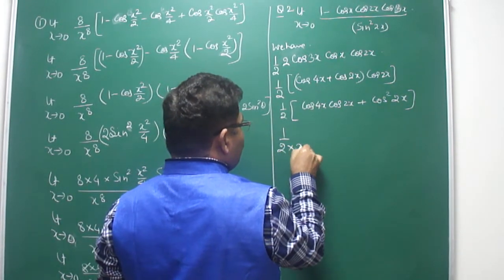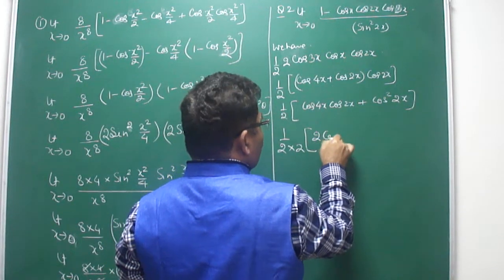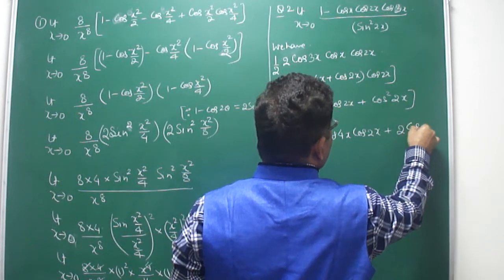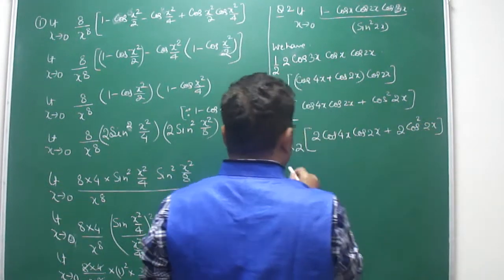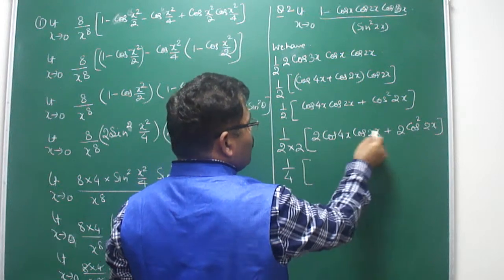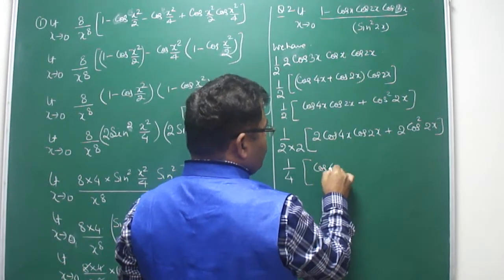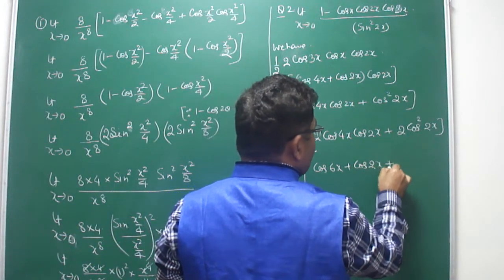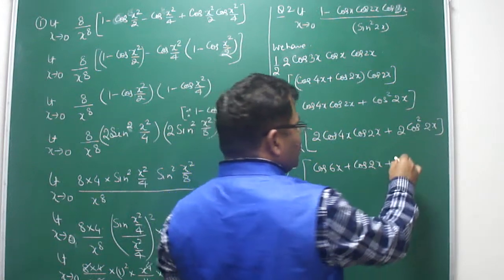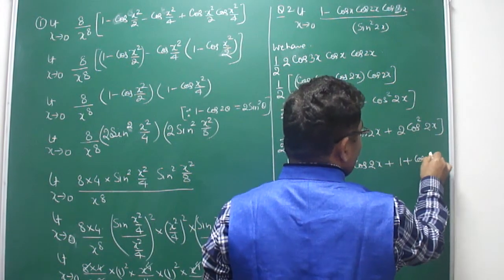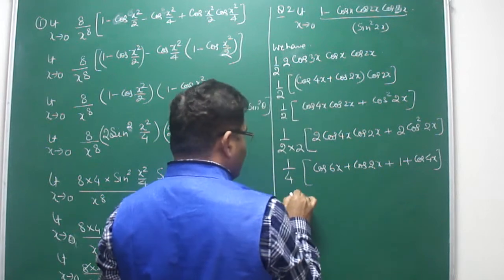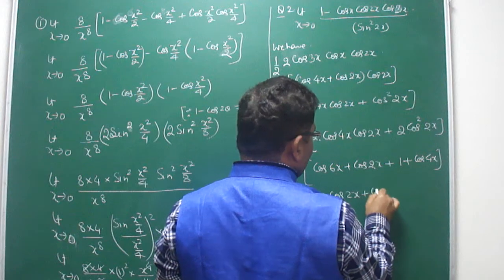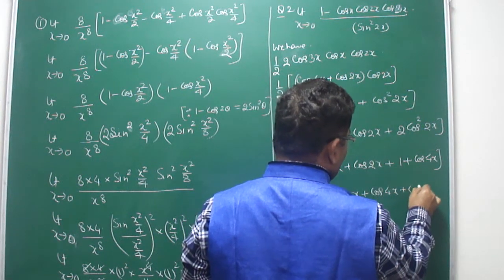Again I can divide by 2 and multiply by 2: 2 cos 4x cos 2x and 2 cos square 2x, right? Again I can write this, what? 2 cos A cos B, cos(A plus B), that is 6x, plus cos(A minus B), that is 2x, and 2 cos square x is 1 plus cos 2x, that is 4x. So finally it will come 1 by 4, 1 plus cos 2x, cos 4x and cos 6x, isn't it?